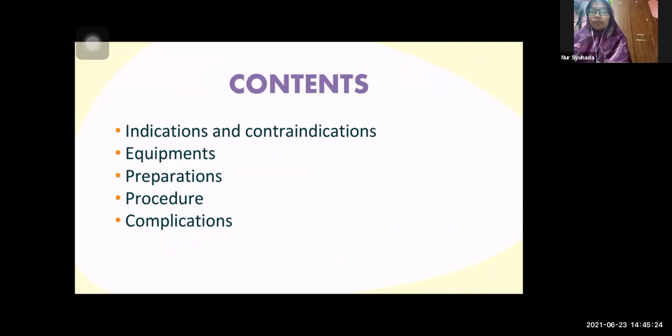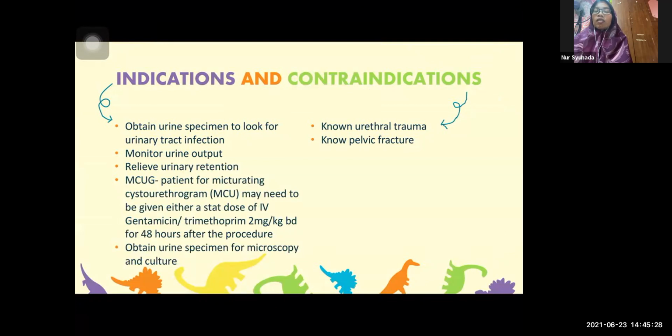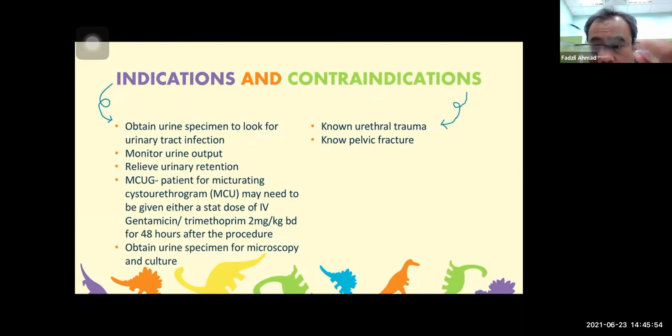Okay, next slide. So for the indication, there are some therapeutic and also diagnostic indications. Generally, bladder catheterization is used to obtain a urine specimen to look for urinary tract infection. We can also obtain a urine specimen for microscopy and culture. Other than that, the therapeutic indication is to relieve urinary retention. And generally, bladder catheterization is done to monitor the urine output. As for patients undergoing MCUG, they may need antibiotic prophylaxis after the procedure.